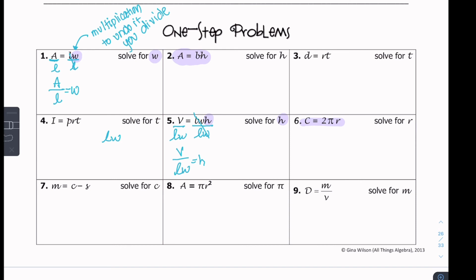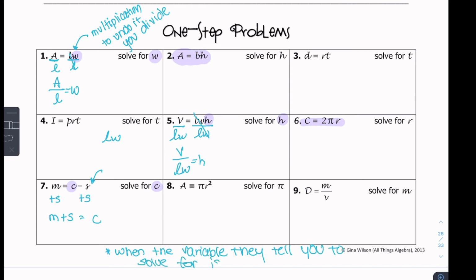Let's go look at number 7. I'm trying to solve for C. Oh, here's C. Meaning I want to bring over this S. So I would simply add it. So I get M plus S equals C. How do you know when you're done? When the variable they tell you to solve for is alone.